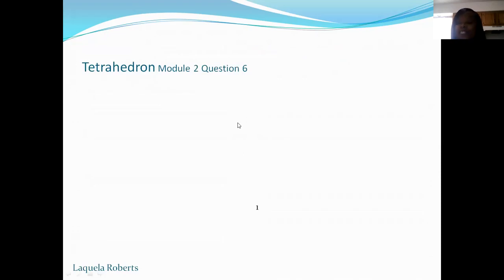Question number 6. A tetrahedron. What is a tetrahedron? Well, of course, a tetrahedron is a solid having 4 plane triangle faces. So let's draw our tetrahedron. And this is what we get. See that? Isn't that just awesome?